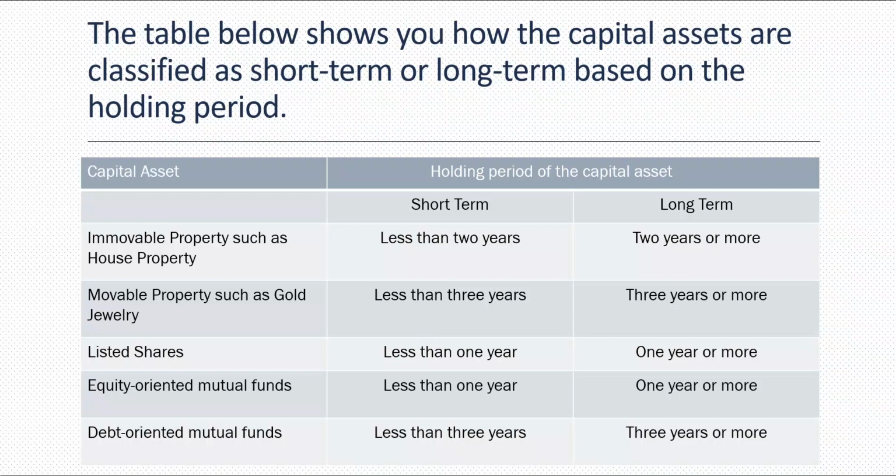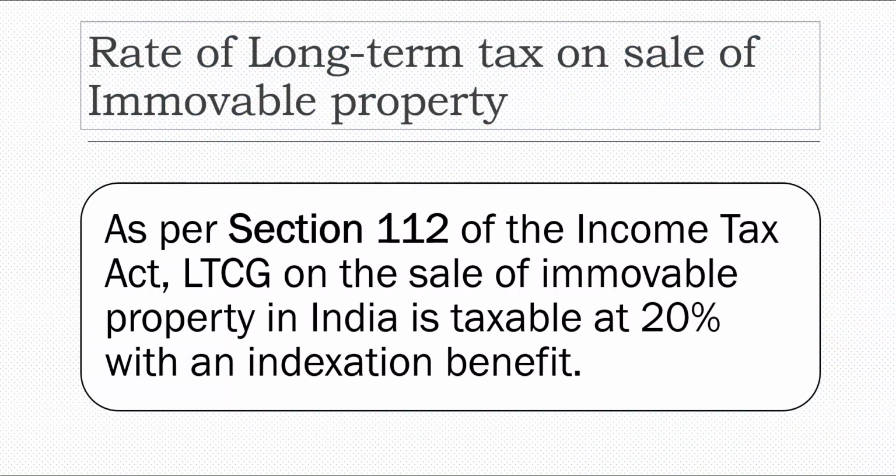Suppose inflation is 6%, so only 3% will become your income and you have to pay hardly any tax on that. Is that okay? And so that has been withdrawn now. As per section 112 of the Income Tax Act, long-term capital gain on sale of immovable property in India is taxed at 20%, with indexation benefit.